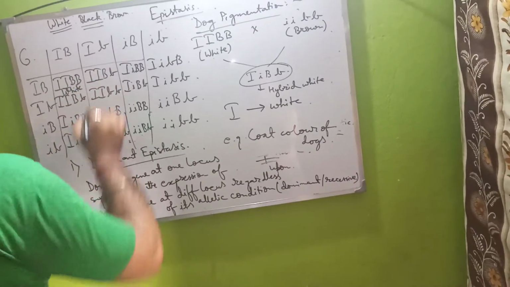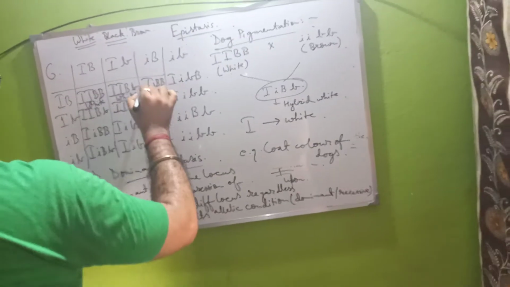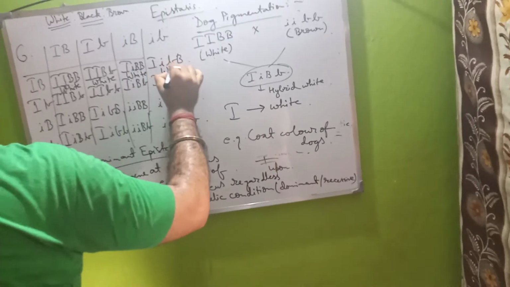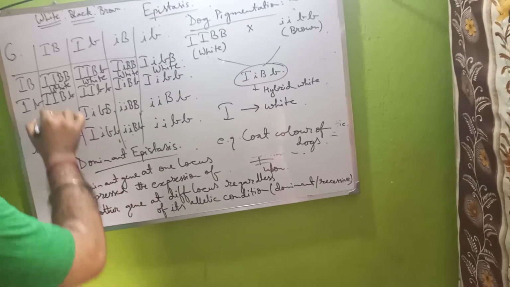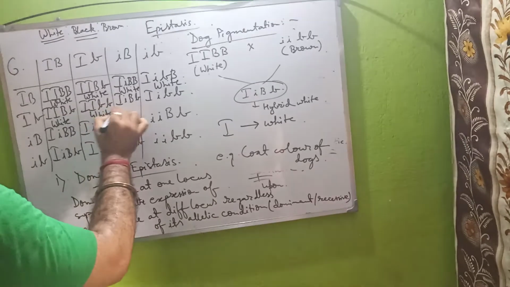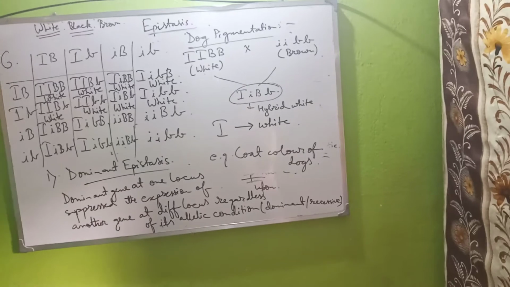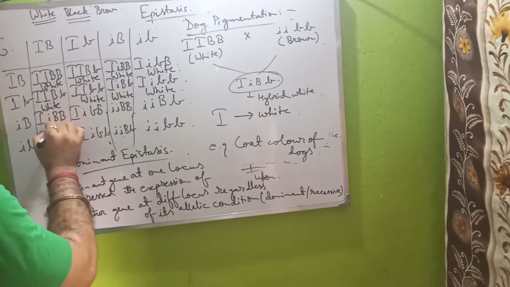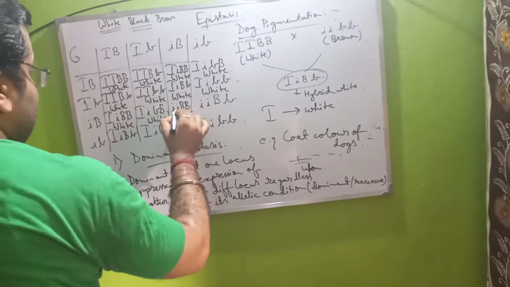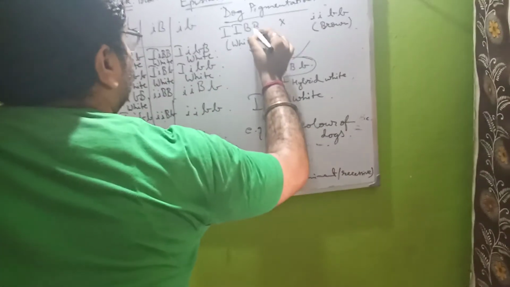So we have already seen that with capital I and capital B, it is white. Wherever the capital I gene is present, it gives white color. This one also will be white, this one too, and this one as well, since each has capital I. Now see again over here, this one is also white. Now there is no more capital I gene present. Both are small i.